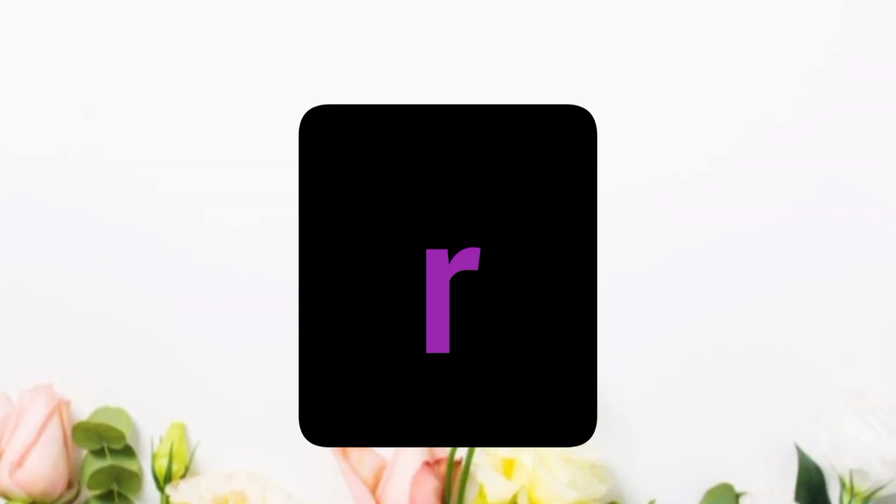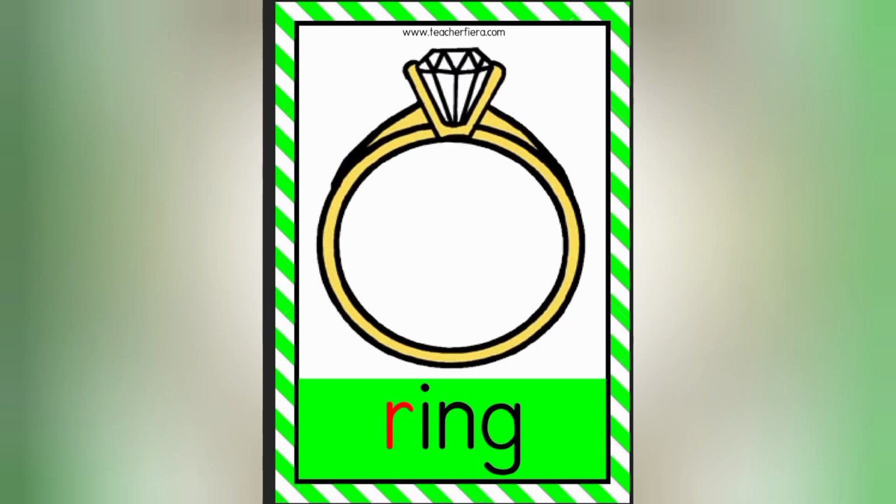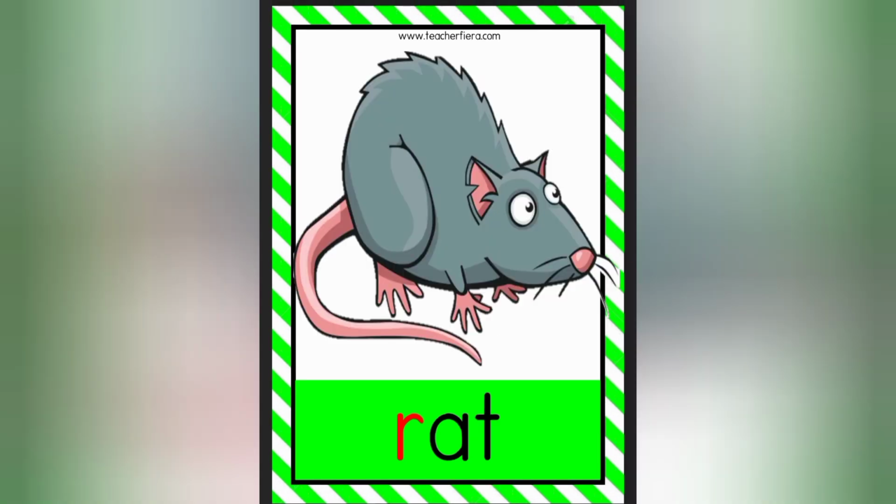And the last one is R. The sound of this alphabet is R. Repeat after me. R. Ring, cincin. R, I, N, G, ing. Together, ring. Again, ring. Rat, tikus. R, A, and T. Together, rat. Again, rat.